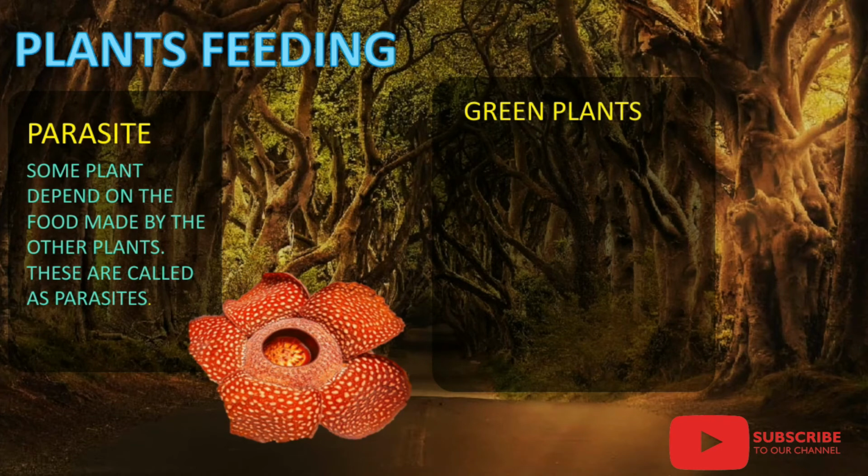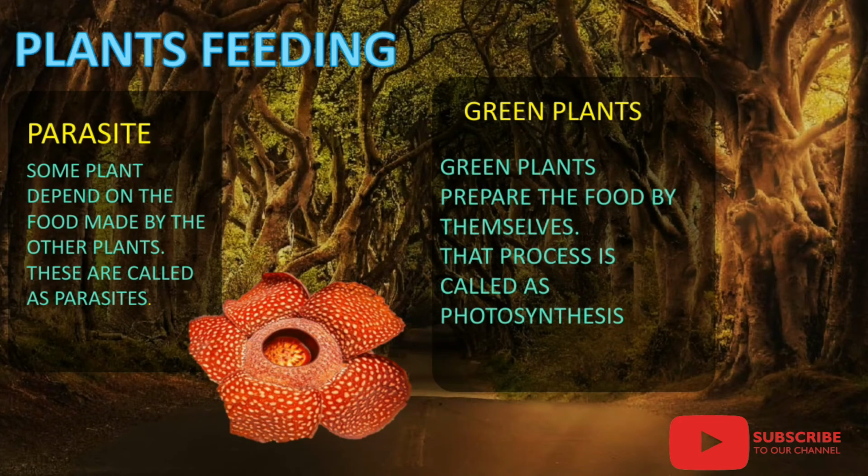So, for example, Rafflesia is a plant which takes food from other plants. Some plants also take insects. Insects they can eat. Green plants prepare their food by themselves. That process is called photosynthesis. So there are two types of plant feeding. One is parasites and the other is green plants. Whereas parasites take food from other plants, green plants make it on their own. That process is called photosynthesis.